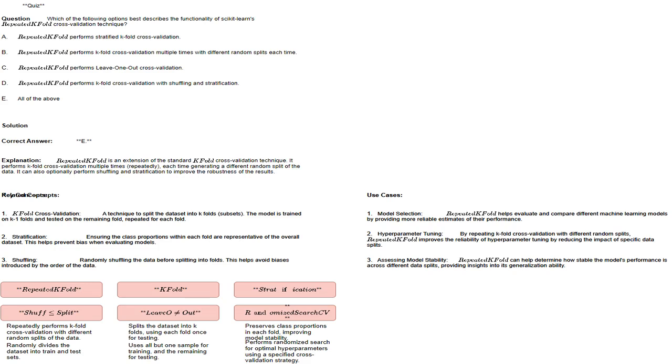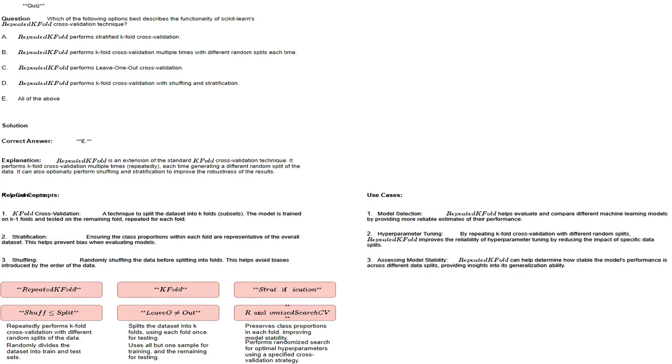A. Repeated k-fold performs stratified k-fold cross-validation. While repeated k-fold can be used with stratification, it's not inherent to its functionality. It performs k-fold cross-validation multiple times with different random splits, regardless of stratification. False.